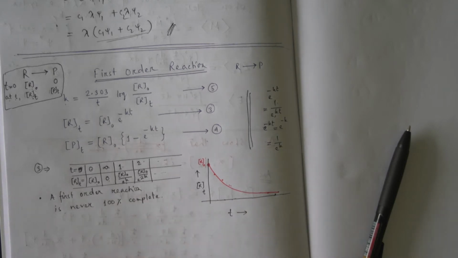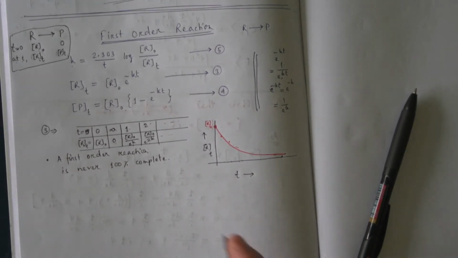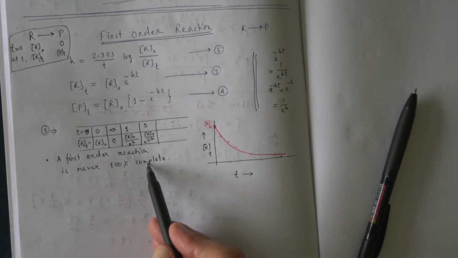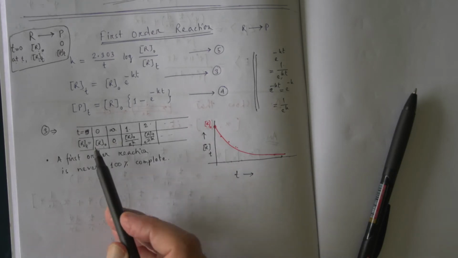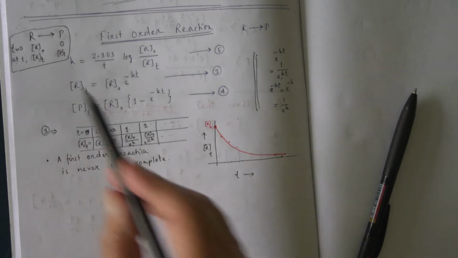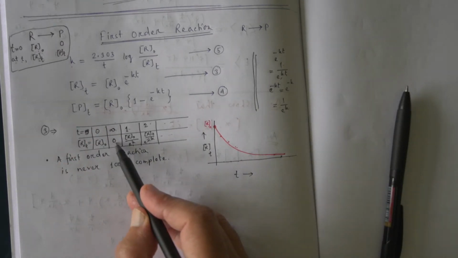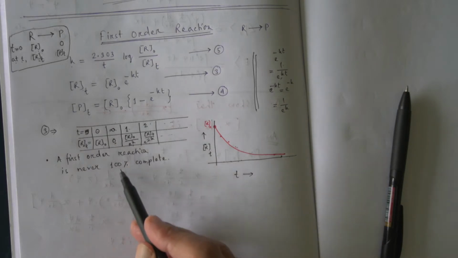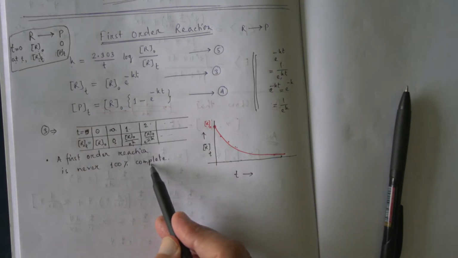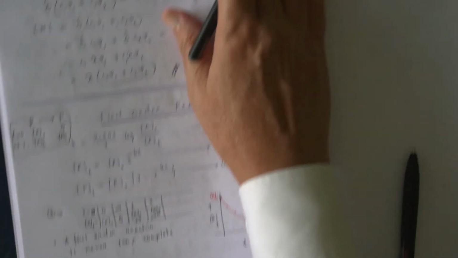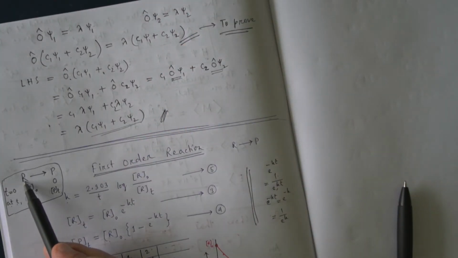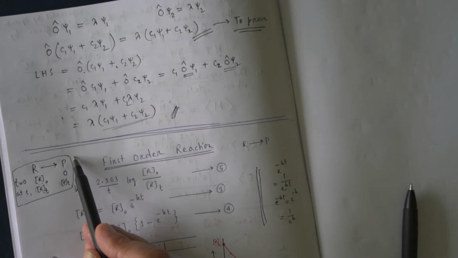100% complete means that there is no reactant. Reactant is 0. There is no reactant. 100% complete means that all the reactant has been converted to product.